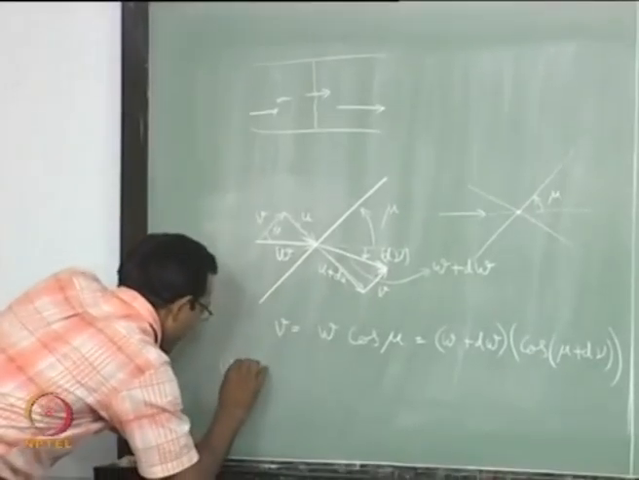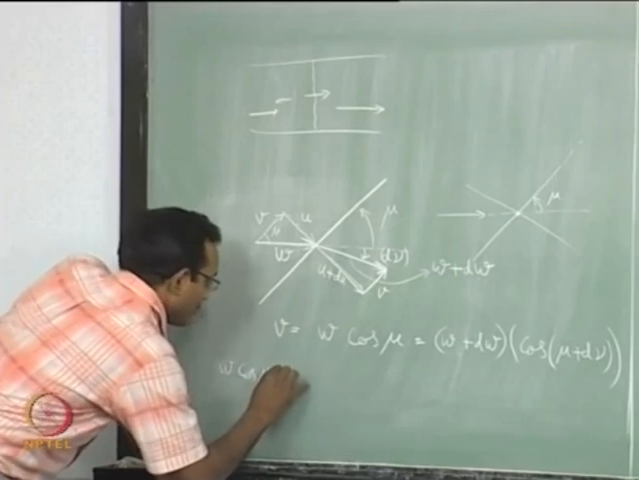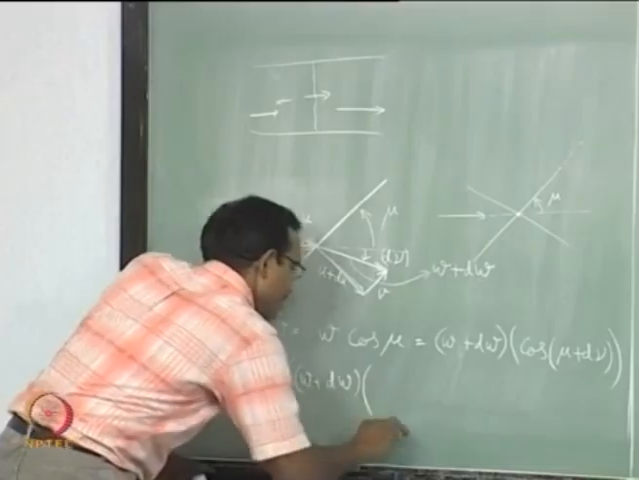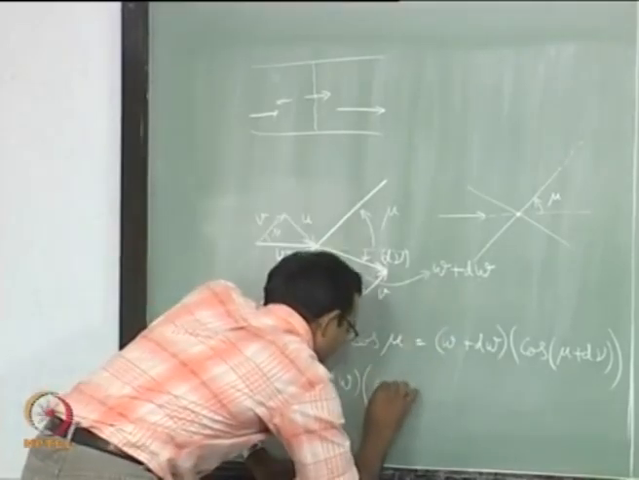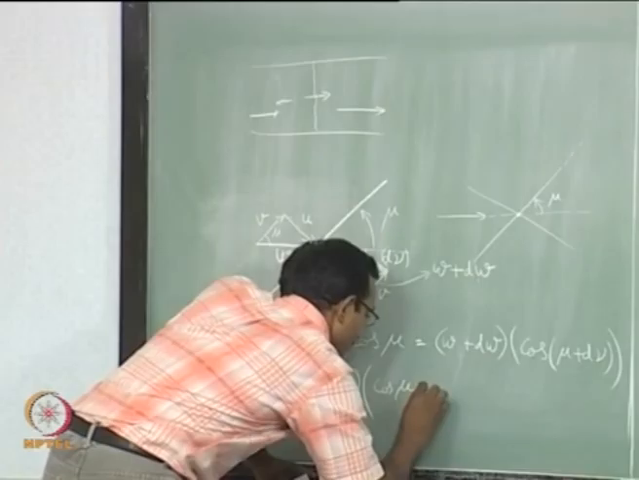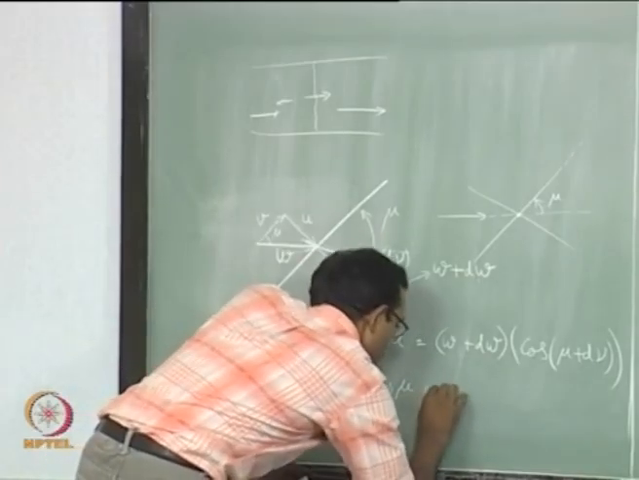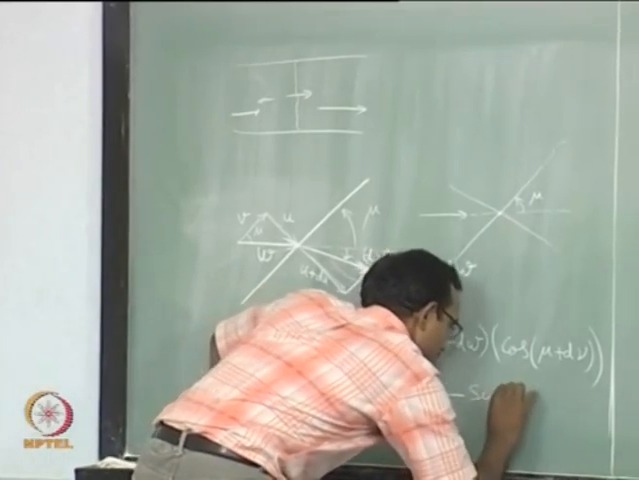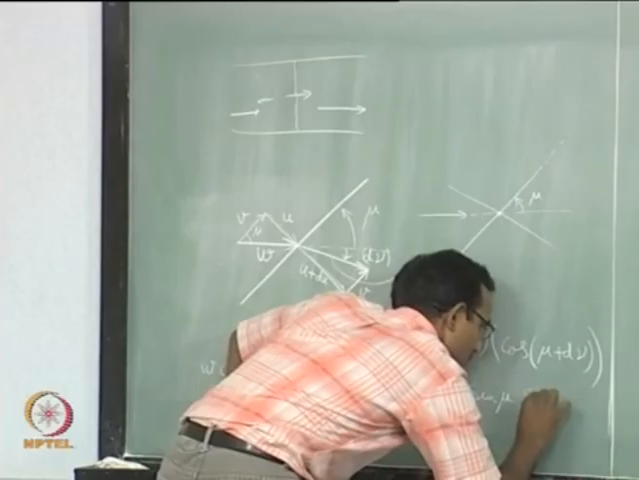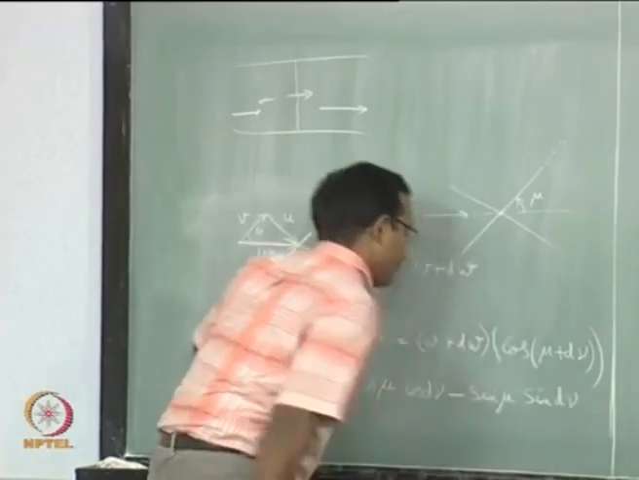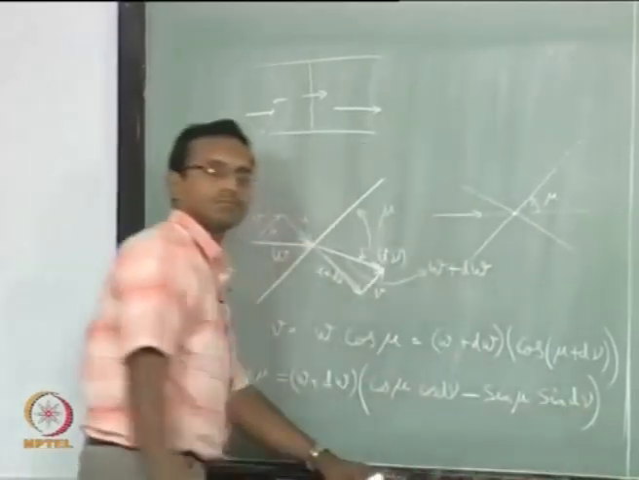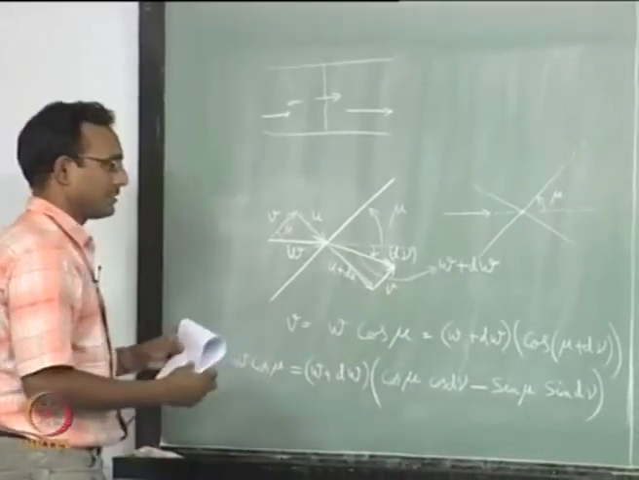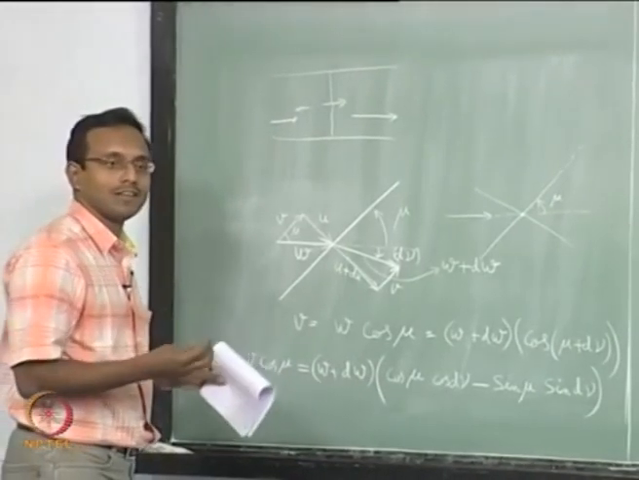So, I want to expand it and cancel that particular term. If I write it again, W cos mu is equal to W plus dW times, using the cos of A plus B expansion, cos mu cos d nu minus sin mu sin of d nu. This is what I will have. Now, I have to try and rearrange the terms with a small limit.